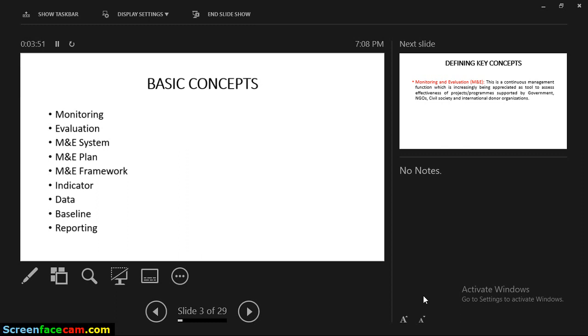So these are the major concepts that underpin this course. We are going to be looking at what monitoring is. Then we'll look at what evaluation is in detail. Then we're also going to look at that important thing, which is the M&E system. Then we are also going to look at the M&E plan, which anchors everything about M&E. Then there are also these things called frameworks and their indicators.